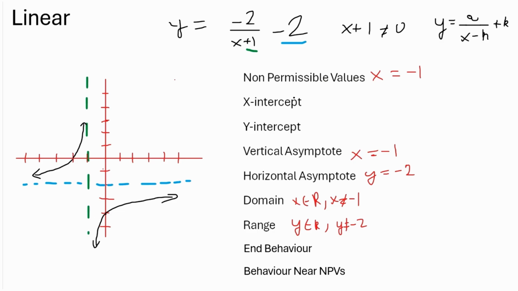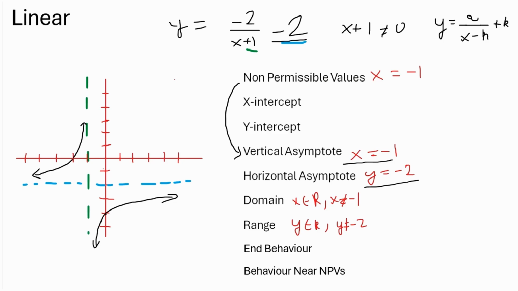That's our non-permissible value. Our non-permissible value is also our vertical asymptote. Okay, remember the h value. And our horizontal asymptote is our k value. Our domain for linears is, as you can see, all the x except for that negative 1, and range is all the y except for that negative 2.